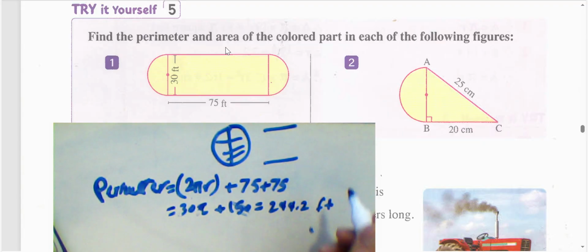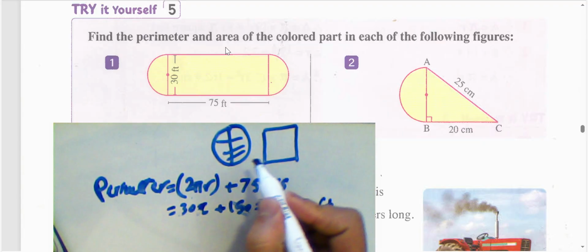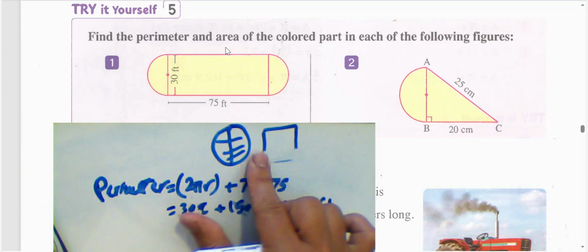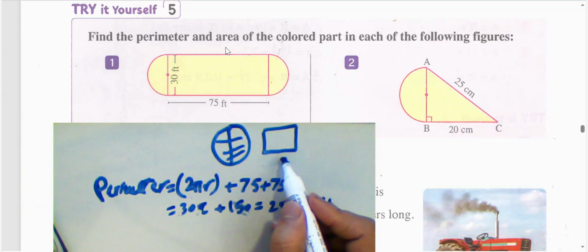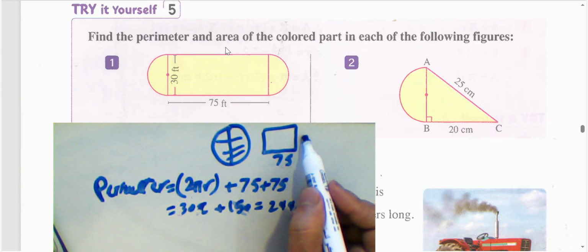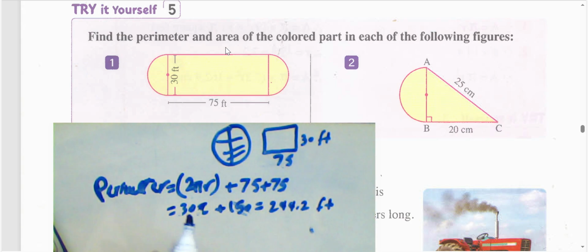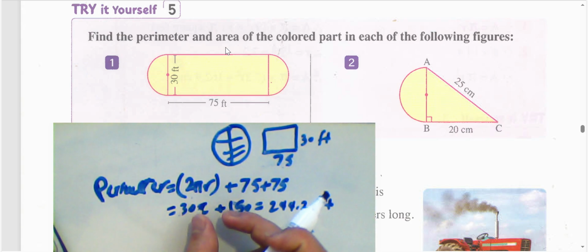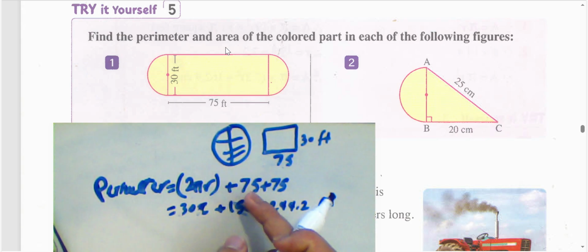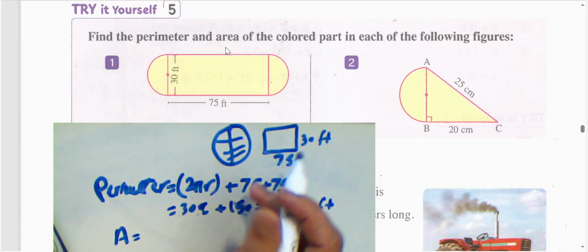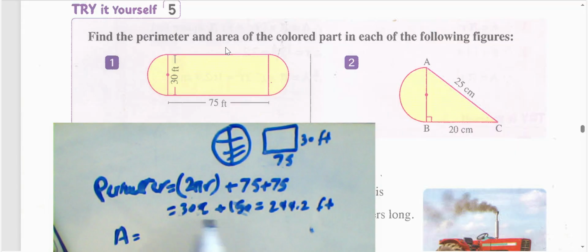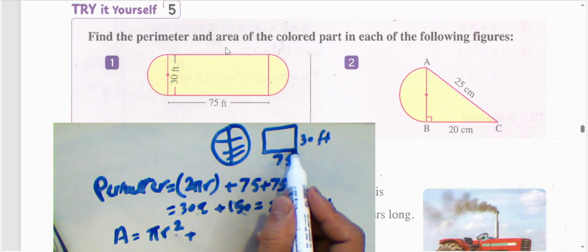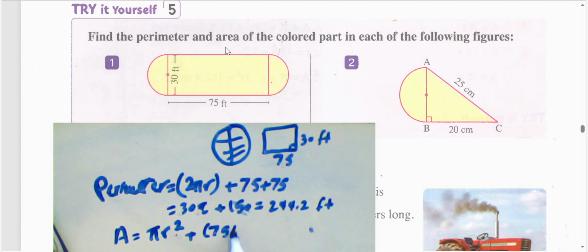Okay, what is the area? The area equals the area of circle and the area of rectangle. We have a rectangle here. Two dimensions were 75 and 30 feet. We found the perimeter 2 pi r plus 75 plus 75, and the area, we know area of circle equals pi r power 2, and area of rectangle equals length times width, 75 times 30.